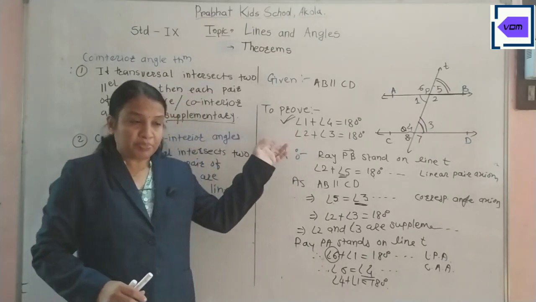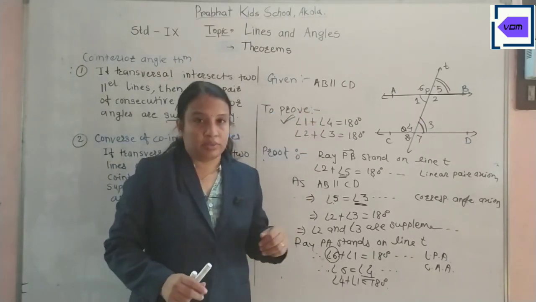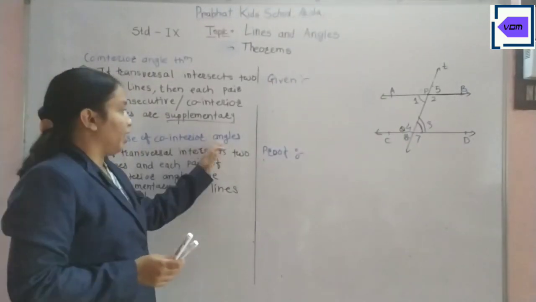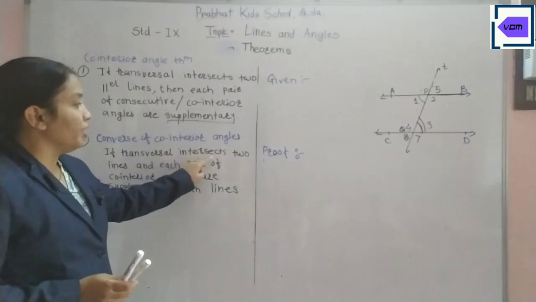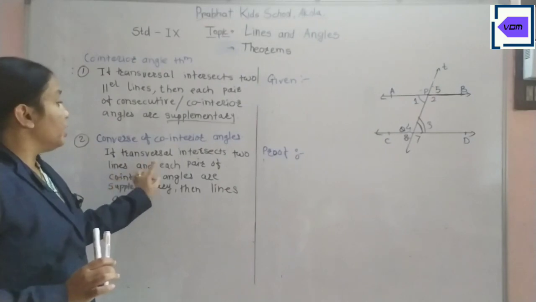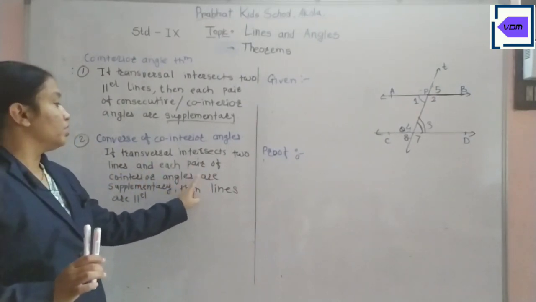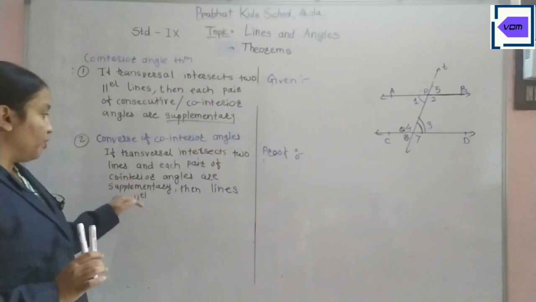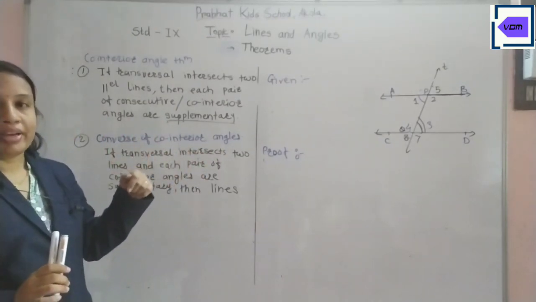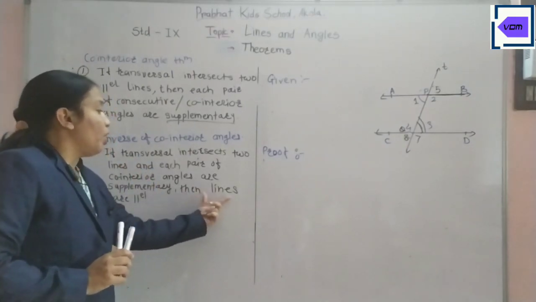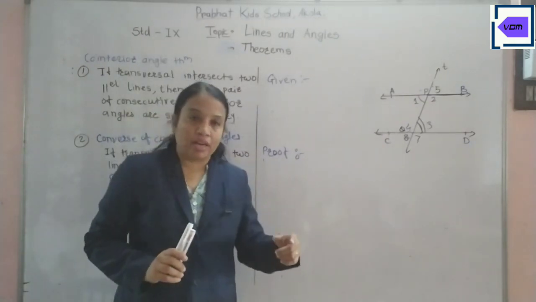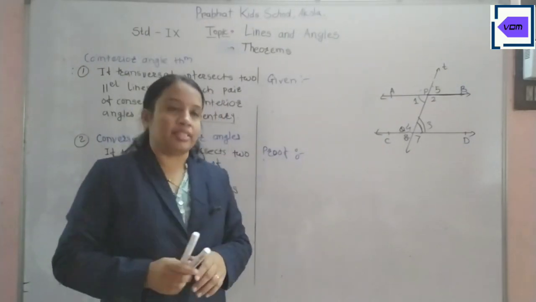Now we will see the converse of this. We have to prove the converse of the co-interior angle theorem. If a transversal intersects two lines, here the lines are not given parallel, that we have to prove, and each pair of co-interior angles is supplementary, meaning their sum is 180, then you have to prove that the lines are parallel. Whenever you want to prove lines are parallel, you have to prove their corresponding angles are equal.